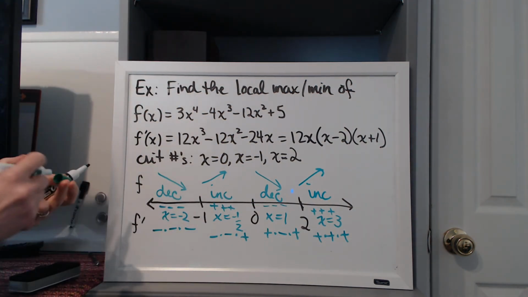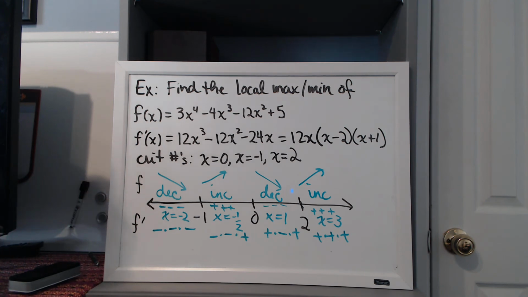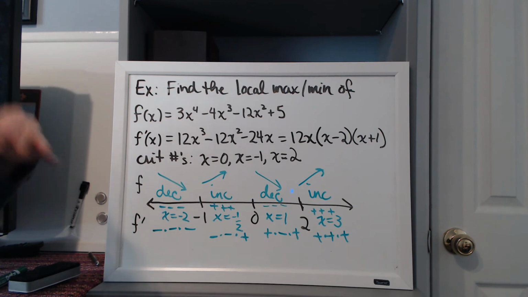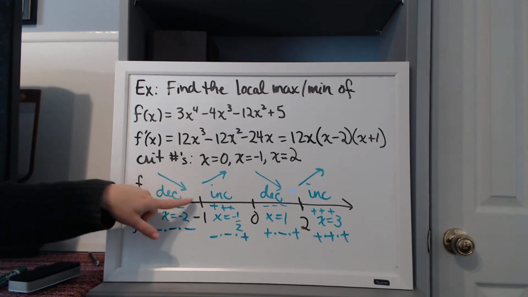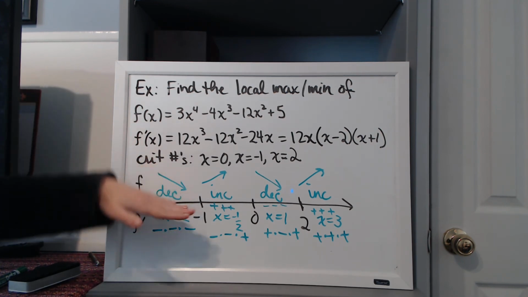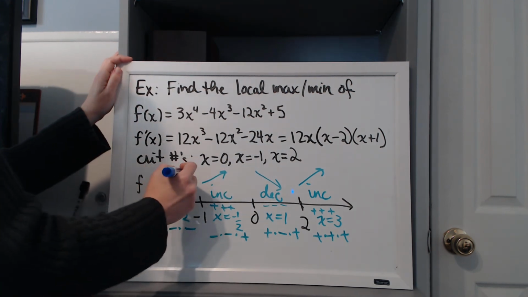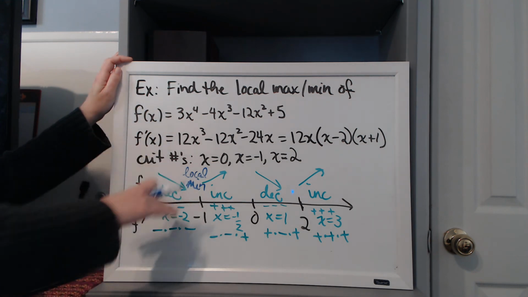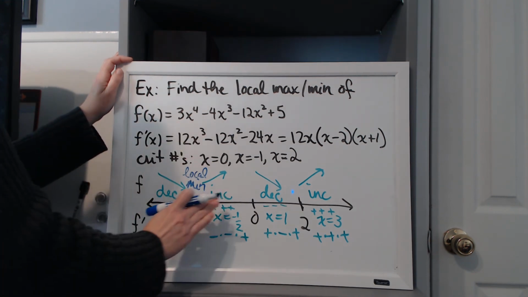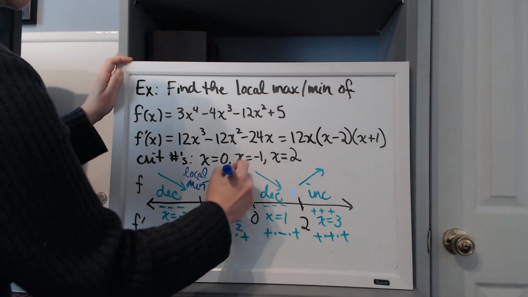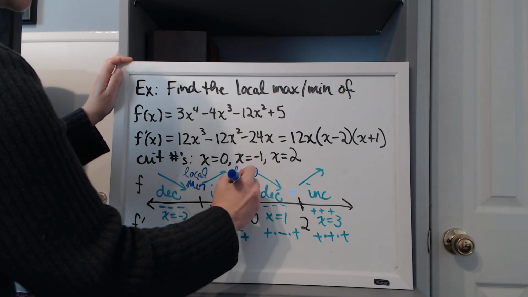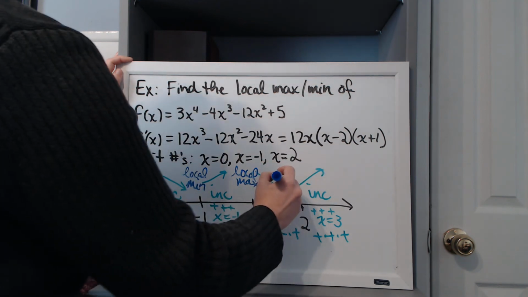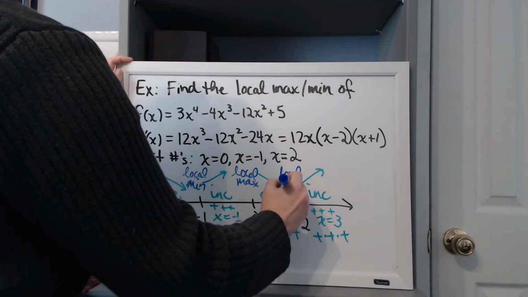Now, when we look at the arrows, and this is part of the reason I draw the arrows, it helps us to think about what we could be having as a local max or local min. And right here, we see the function is switching from decreasing to increasing. So that is a local min, as is suggested by the direction of the arrows. When we switch from increasing to decreasing, that is a local max. And then again, here we switch from decreasing to increasing, so we get a second local min.